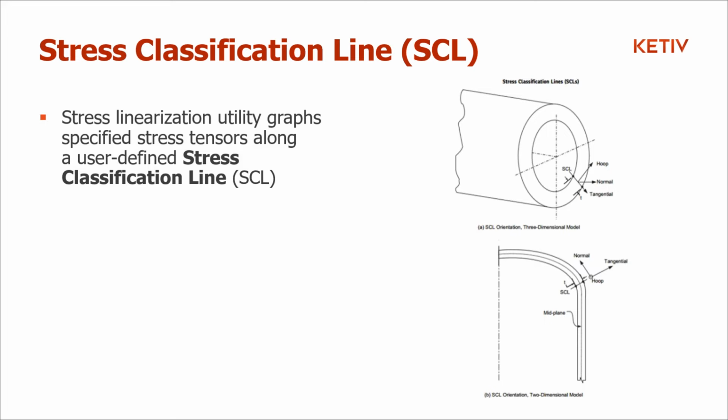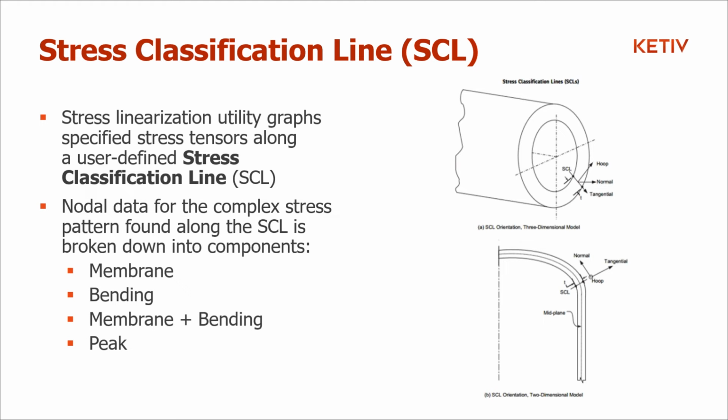What the stress linearization tool does is it takes the nodal data for this complex stress pattern and breaks it down into components. Those components, as we mentioned already, are membrane stresses, bending stresses, membrane and bending stresses, which is the sum of the two numbers, and the ASME code allows the membrane bending stress to be higher than the membrane stress itself. And also the peak stress.